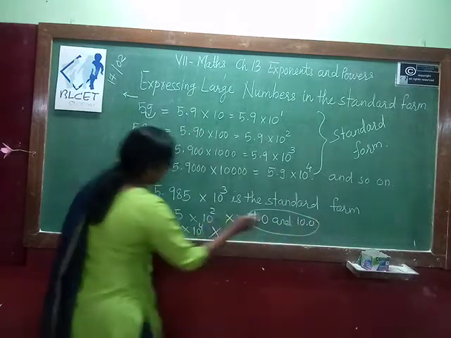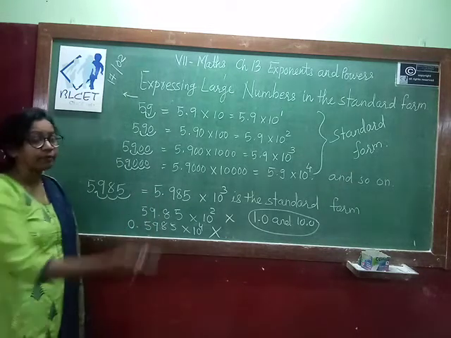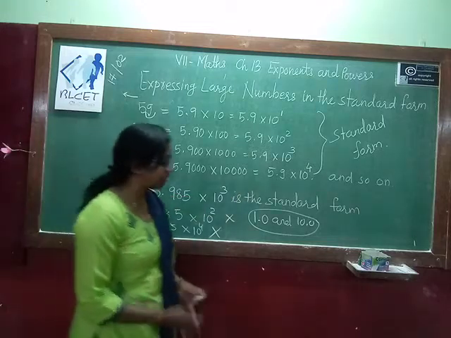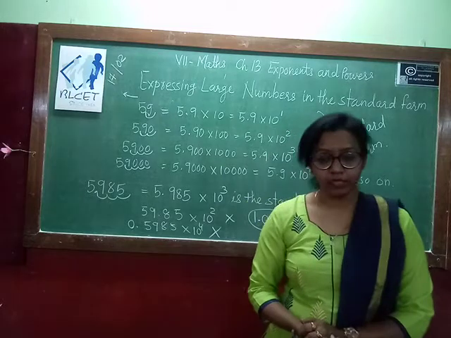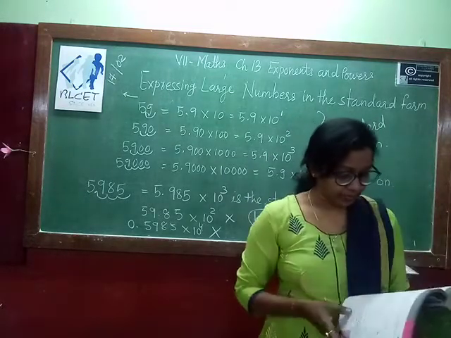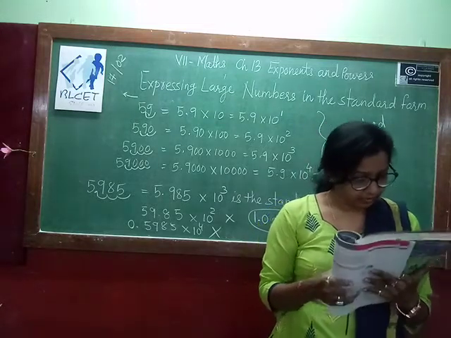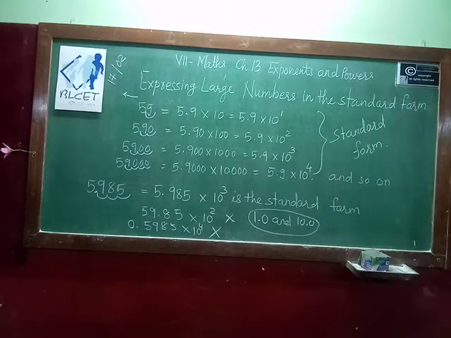Whatever numbers are there, that should be in between 1.0 and 10.0, including the power with 10. So this way we can represent large numbers in terms of standard form. Many examples are given in your textbook, so you can go through them. We write all the numbers and understand how you can represent them in standard form.